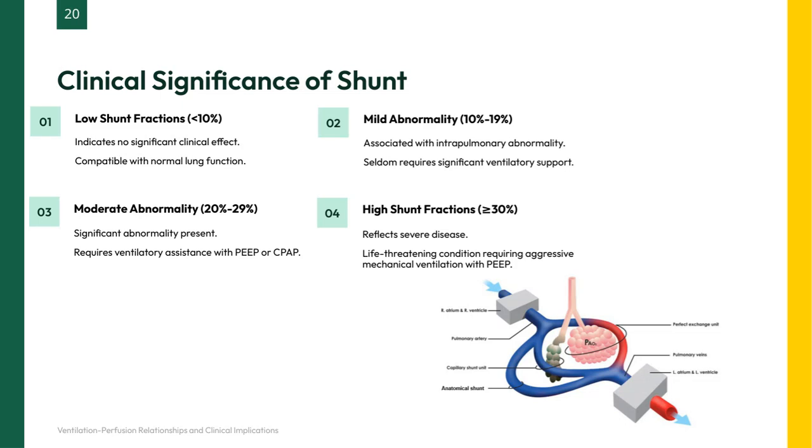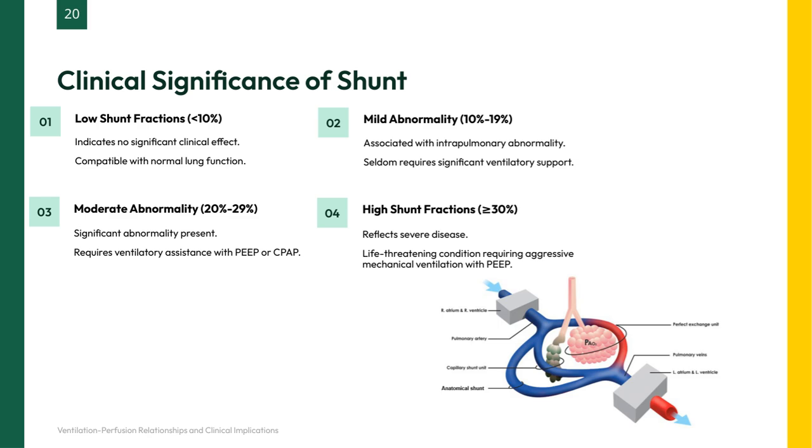When we look at shunt fractions and their clinical significance, it's important to understand how these values correlate with the patient's lung function and the level of care needed. Starting with low shunt fractions, those under 10%, these typically indicate no significant clinical effect. In other words, the lungs are functioning well and oxygen exchange is happening normally.